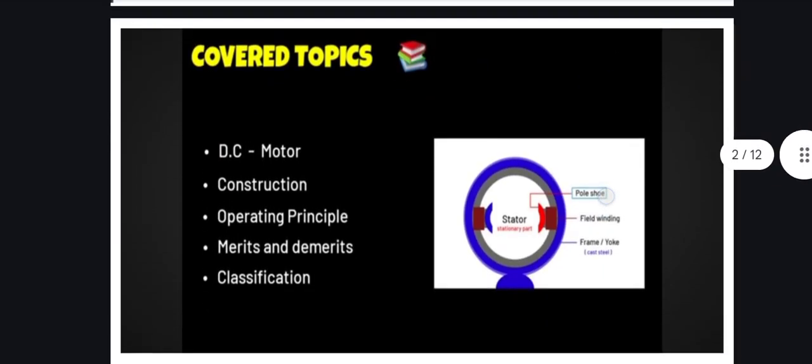Today we are going to discuss the topic DC motor, its construction, its operating principle, merits and demerits, and also its classification. So let's get started.